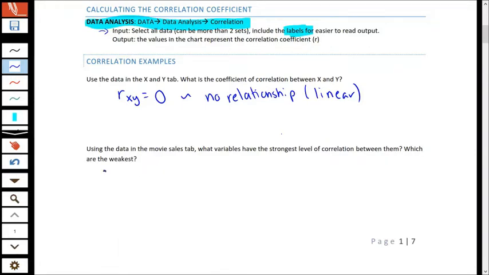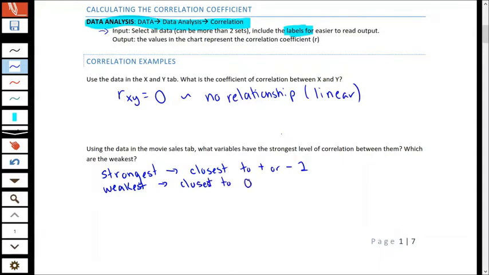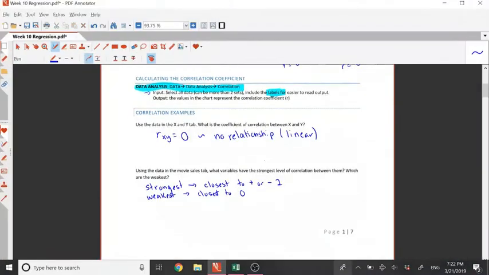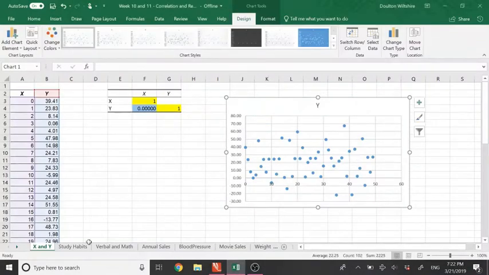So strongest, it doesn't matter whether it's positive or negative. They're just asking for strongest. So that means we're looking for what's closest to positive or negative 1. Doesn't really matter. And for weakest, we're looking for the closest to 0. So this is from the data in the movie sales tab. So this is a situation where we have many variables going on.